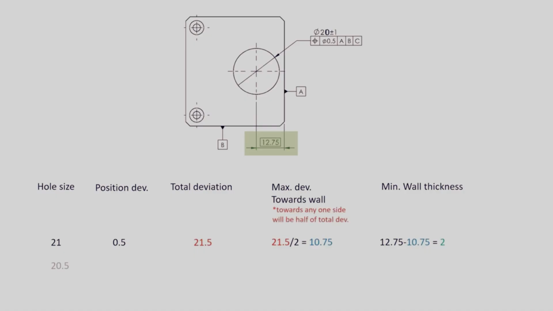If the hole size decreases to 20.5 mm, moving towards MMC, the position tolerance remains 0.5 mm, but wall thickness now increased to 2.25 mm. If the hole size becomes 20 mm, the position tolerance will be still 0.5 mm, and the wall thickness further increased to 2.5 mm. However, the goal is only ensure that wall thickness does not fall below 2 mm. And this is where the LMC modifiers comes in handy.